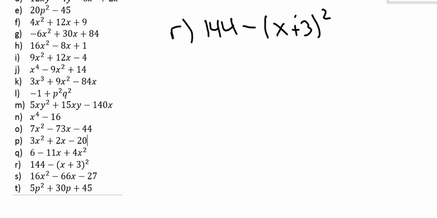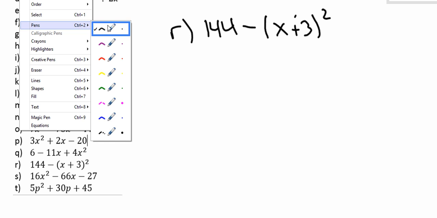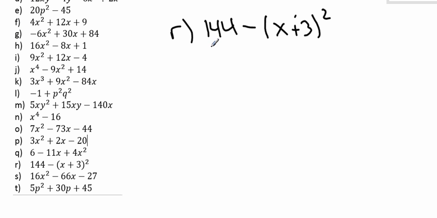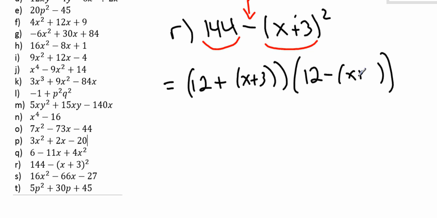Well, you should notice, I've lost my pens. What you should notice is that there's a minus sign right here. And then you have 144, which is 12 times 12. And then you have this, which is obviously a perfect square because it's written as a square. So this is actually a difference of squares. So 12 plus this other thing and 12 minus this other thing.